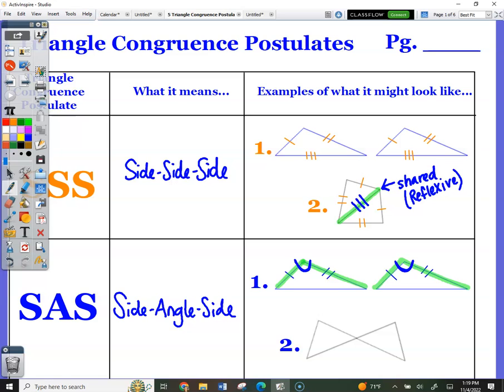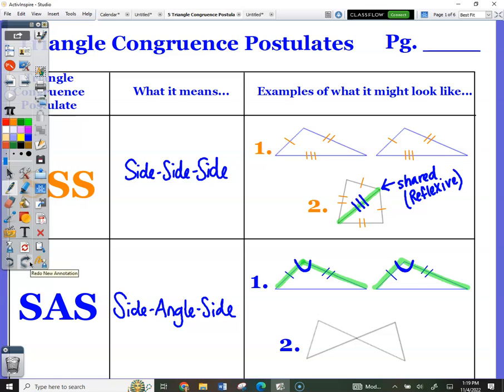That's how you know, okay, if I was trying to prove these triangles are congruent, I have congruent sides, watch my fingers, congruent sides, congruent angles, congruent sides. The angles are touching both of the congruent sides, so therefore it's side angle side.